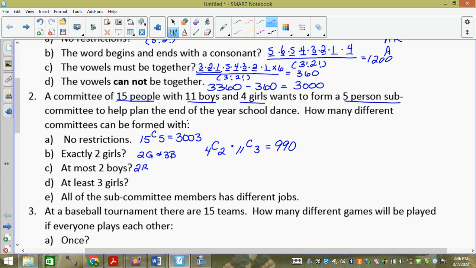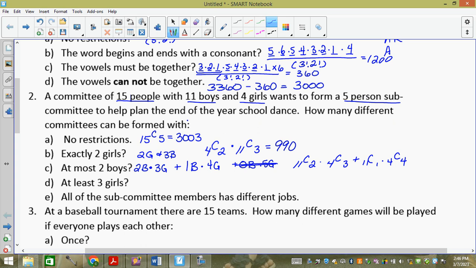So I could have 2 boys, or, which is a plus sign, 1 boy, or, which is a plus sign, no boys. Then I have to supplement. So I have ands in here, which are multiplies. 3 girls, and 4 girls, and 5 girls. What's the problem with this? There's only 4 girls, so that case gets kicked out. So I still do the same thing. 11 choose 2 times 4 choose 3 plus 11 choose 1 times 4 choose 4.